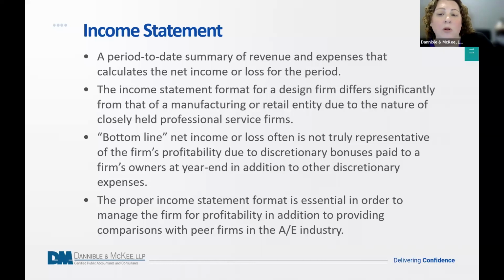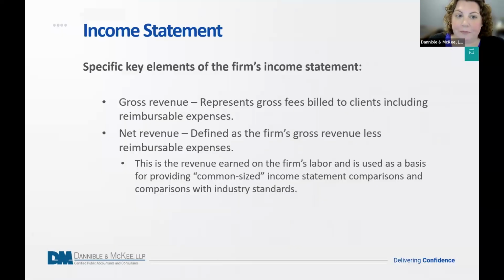Bottom line net income or loss is not really for an AE firm the true representation of your profitability, because you may have discretionary bonuses that are paid to the firm's owners at year end, as well as other discretionary expenses. And we can show you how to break those out to really understand what your true bottom line is before all these discretionary items. The proper income statement format is really essential in order to help you manage your firm and to also compare yourself within the AE industry.